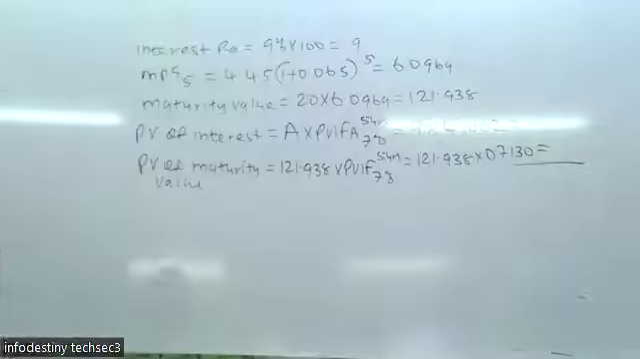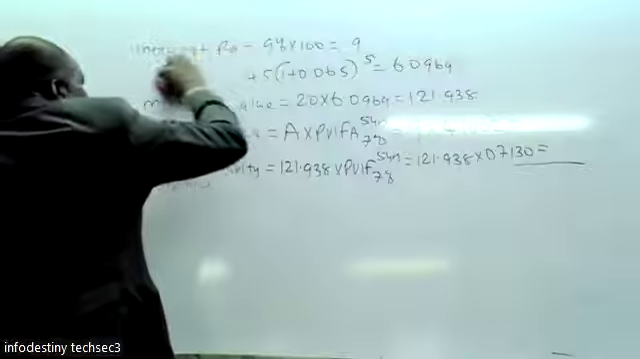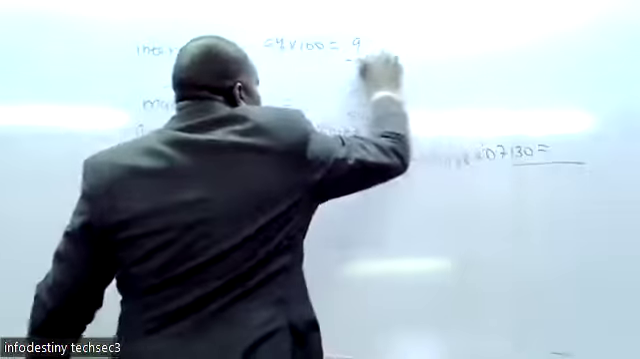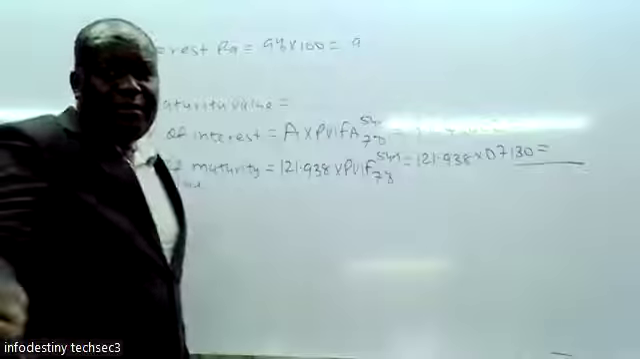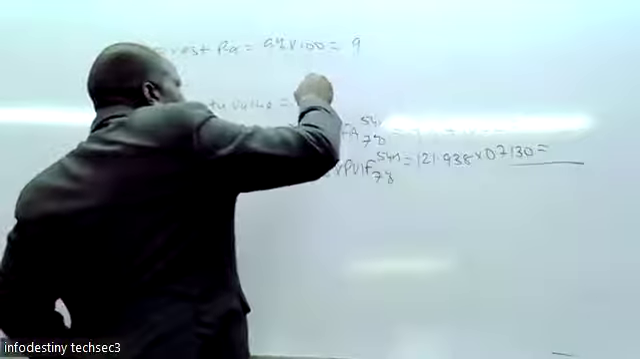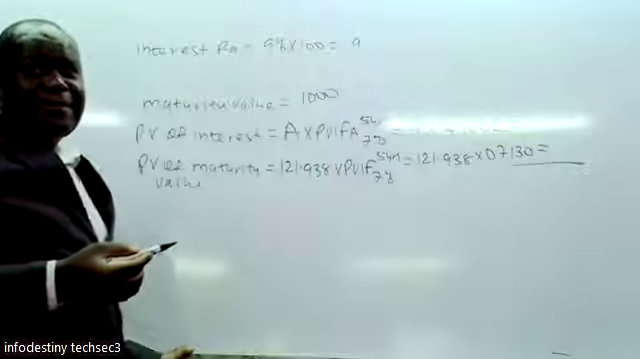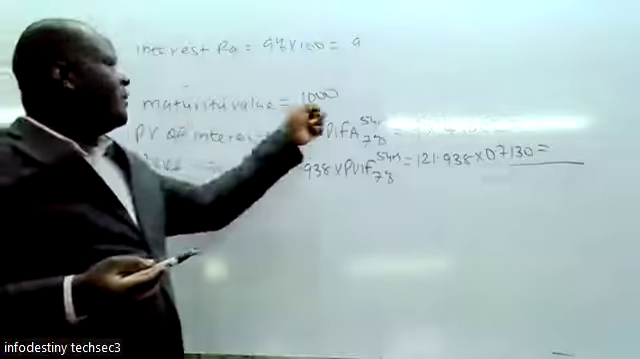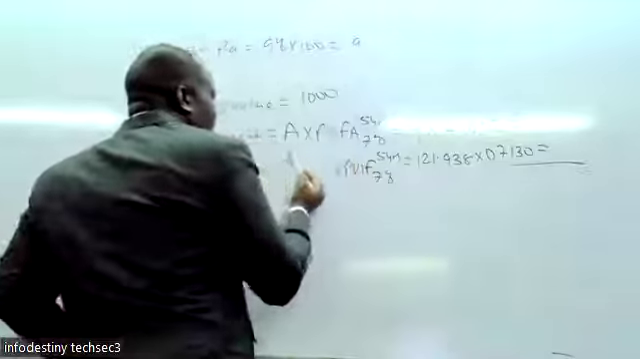So when it comes to this point, interest is not affected. What has been affected is only the maturity value. So maturity value is the same as the par value. So that par value is 100. Remember? The par value is 100. So all those things will remain. You only change this figure.